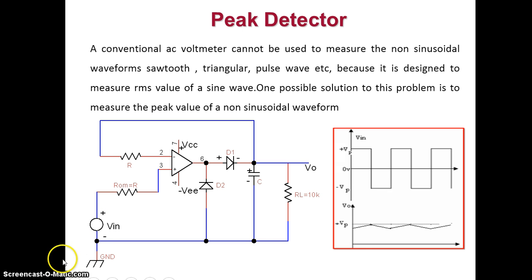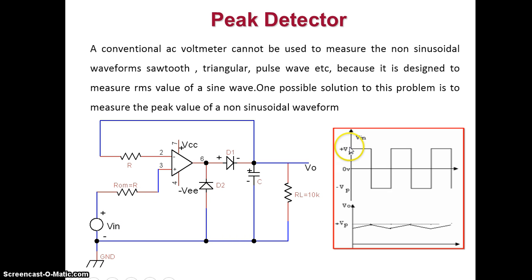Suppose you want to measure the peak value of a square wave. This is the input you are applying, a square wave, V input. You want to measure the peak value, plus Vp, of the square wave. Now you are applying this input to the non-inverting terminal of the given op-amp. Since it is in the non-inverting configuration, of course you will get a non-inverted output, that is, in the same phase. There is no phase change.